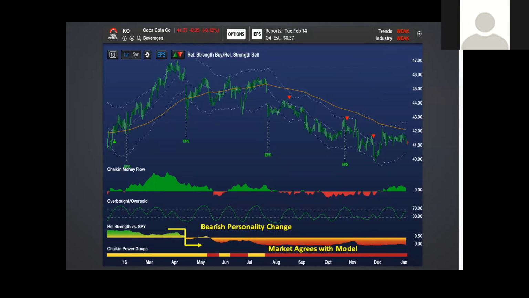And Chaikin money flow showed that institutions were selling the stock between July and the election. You had a period of distribution, and this has been dead money, as we referred to earlier. So the power gauge turned bearish in May.